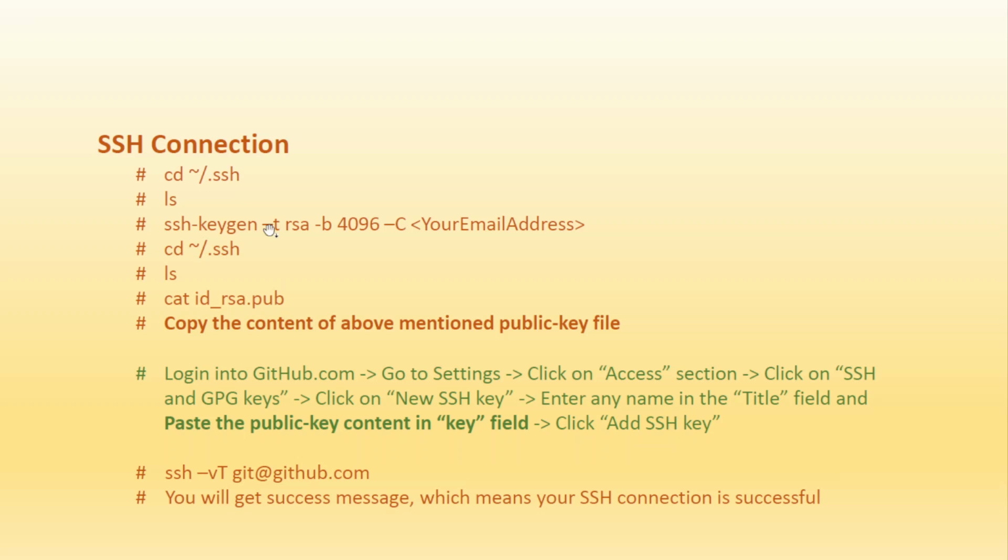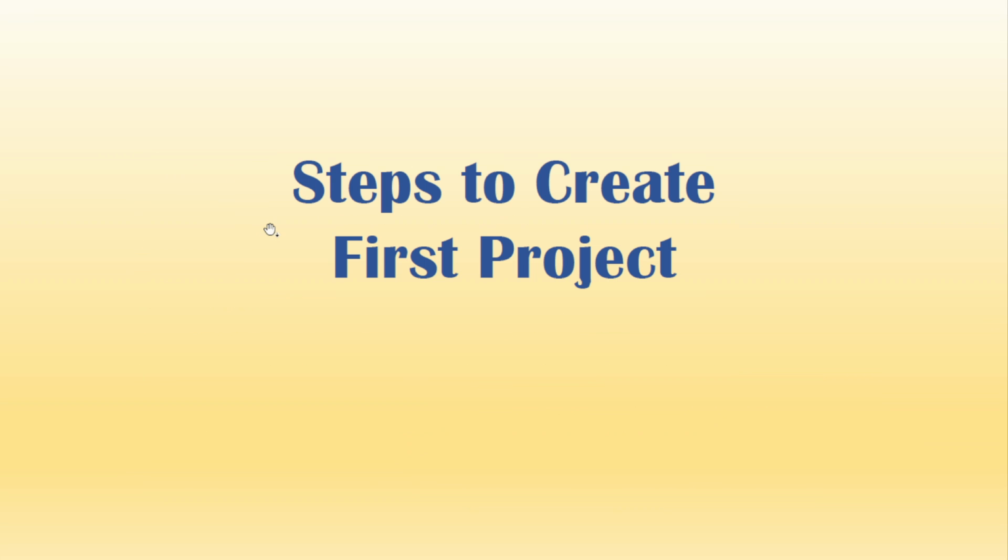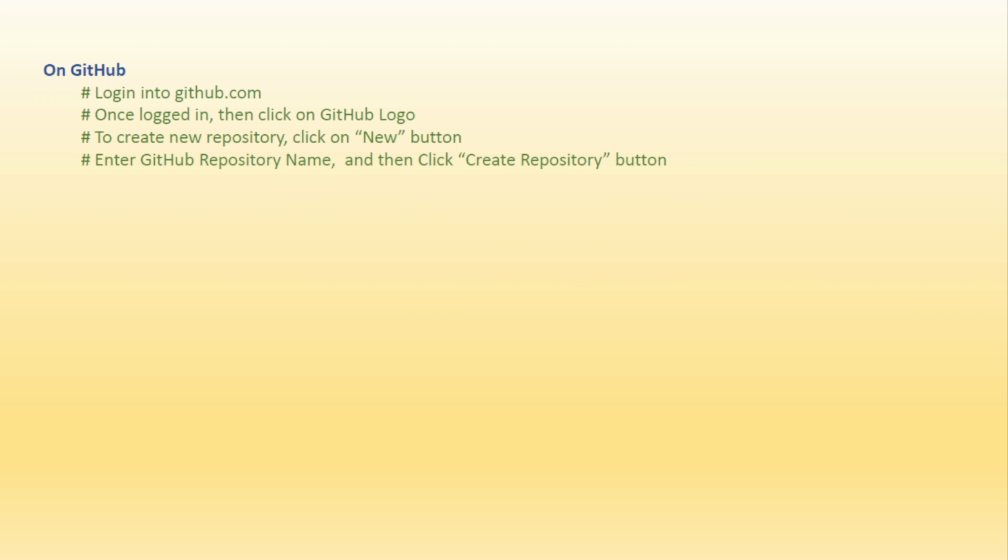So we are done till this point. As a next step, let's try to create our first project. For that, let us first understand what the different steps are. On GitHub, you log in. We are already logged in, and you will find a button to create a new repository, and you can click on the create repository button. I'll show you on the website, so don't worry.